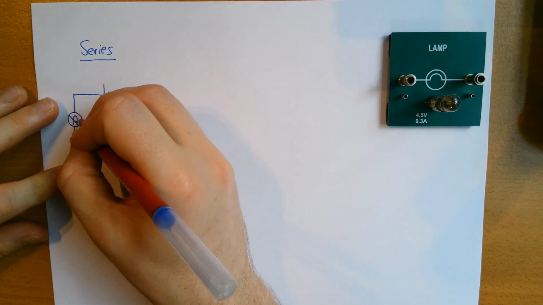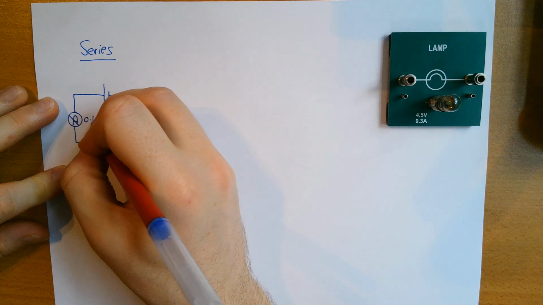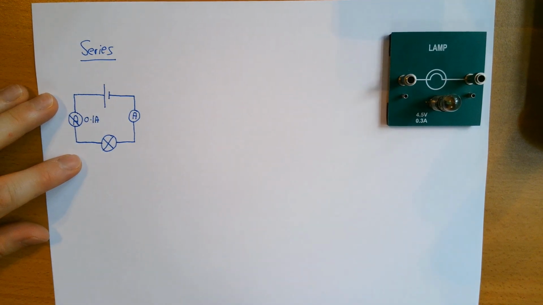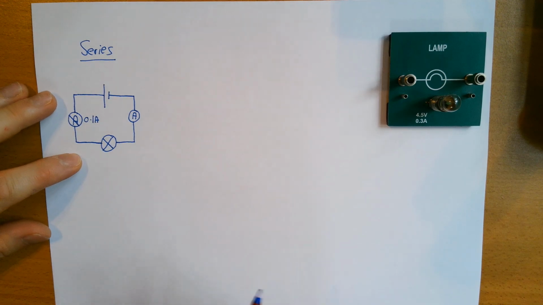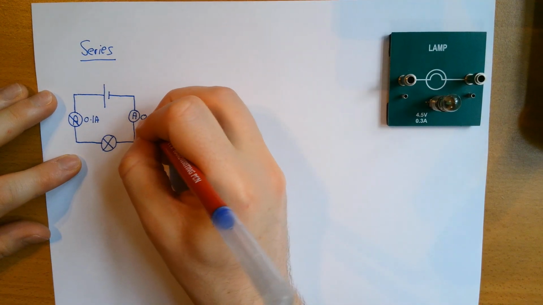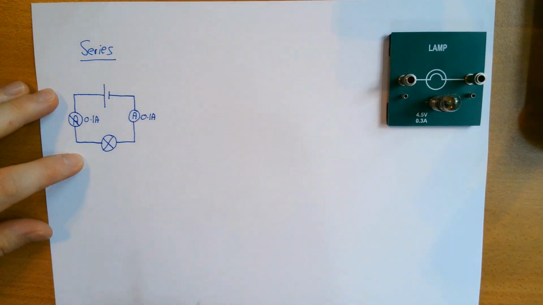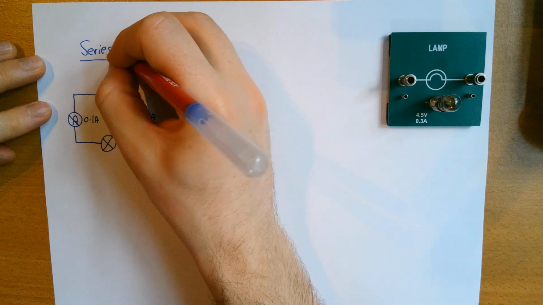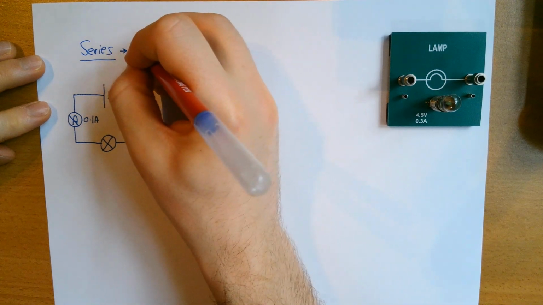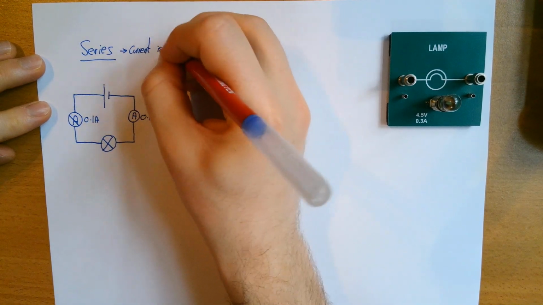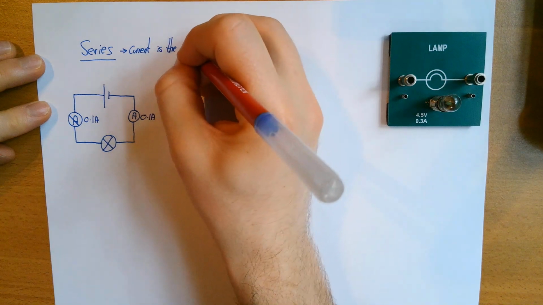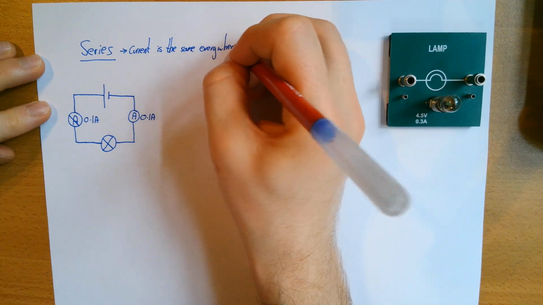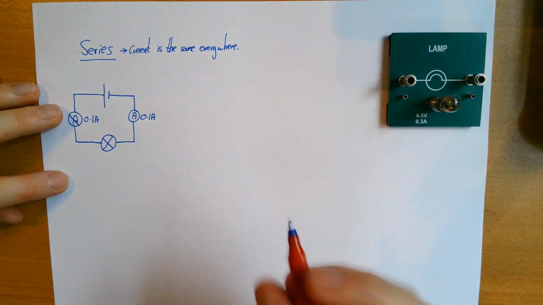Now if I told you the current here was 0.1 amps, you know what the current in the other ammeter is, because in a series circuit current is the same everywhere. Okay, so that's our number one rule with series circuits: current is the same everywhere. And it doesn't matter how big the circuit gets.